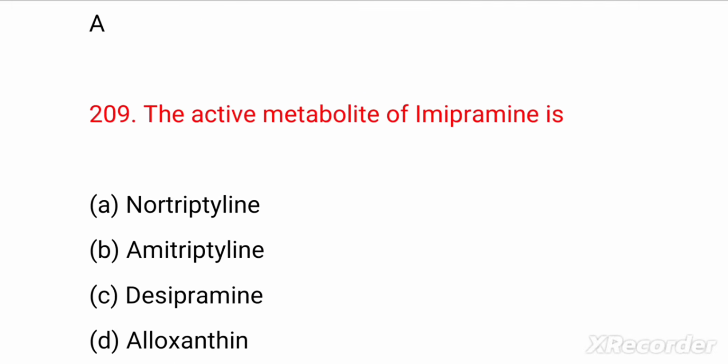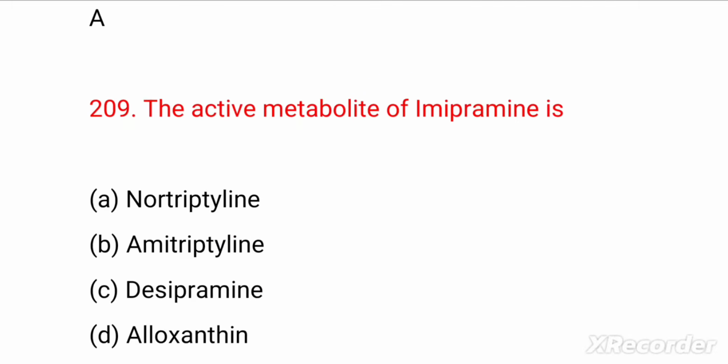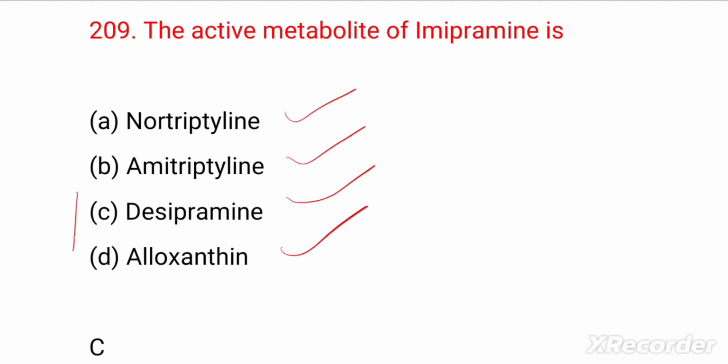Next question: the active metabolite of imipramine is, options are nortriptyline, amitriptyline, tryptyline, desipramine, aloxanthin. Answer is C, desipramine. The active metabolite of imipramine is desipramine. Most important and most repeated question.